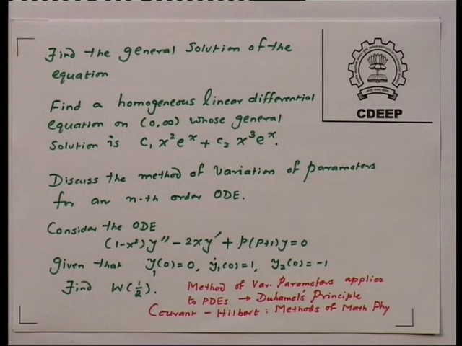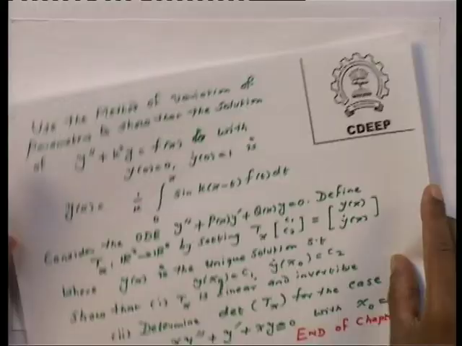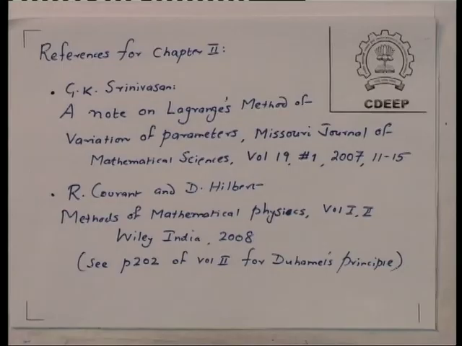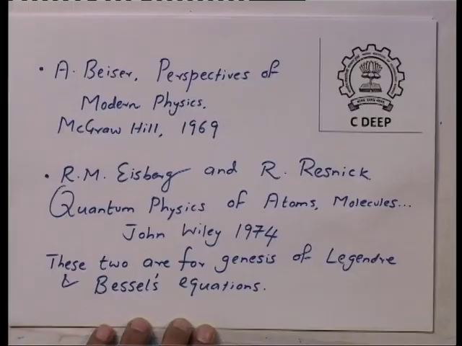So, 0, 1, minus 1, 0, no? So, the Wronskian at 0 is 1. So, W(x) equals W(x0) times e to the power minus the integral from x0 to x of p(x) dx. What is p(x) in this case? Minus 2x upon 1 minus x squared. That is your p(x). Right, log of 1 minus x squared. That will be the integral, correct? Okay, let's go to the next slide. And this completes the second chapter.